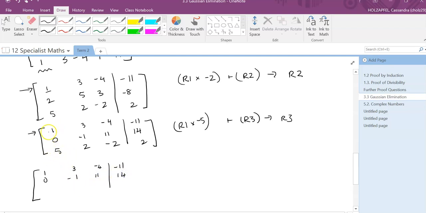Okay, so now let's do this. -5 times 1, added into 5, is going to make 0. So we're starting to see this lower triangle start to become all zeros now, which is what we want for the echelon form. Okay, so now let's do the same thing. -5 times 3 is going to be -15. -15 plus 2 is going to make -13. -4 times -5 is 20. 20 minus 2 is going to be 18. Negative 11 times negative 5 is 55. 55 and 2 is going to make 57.